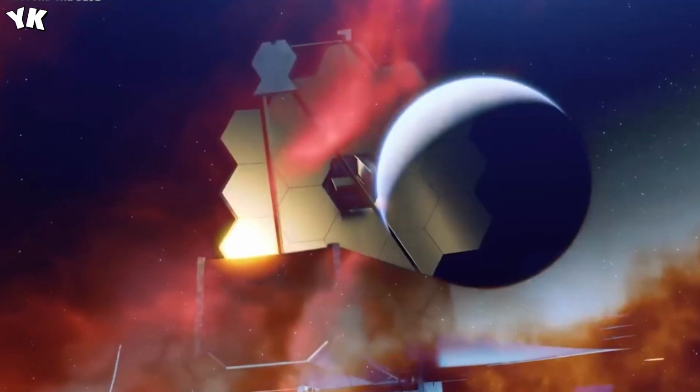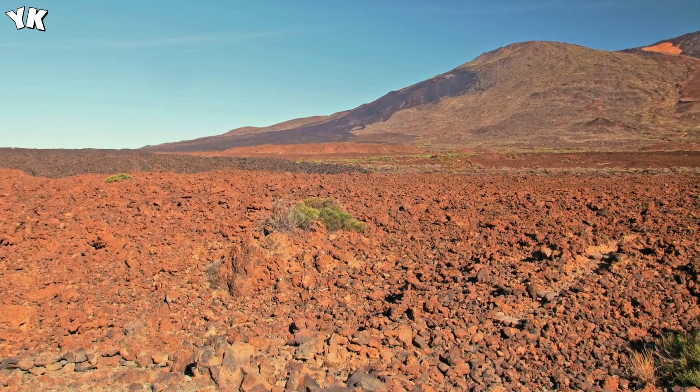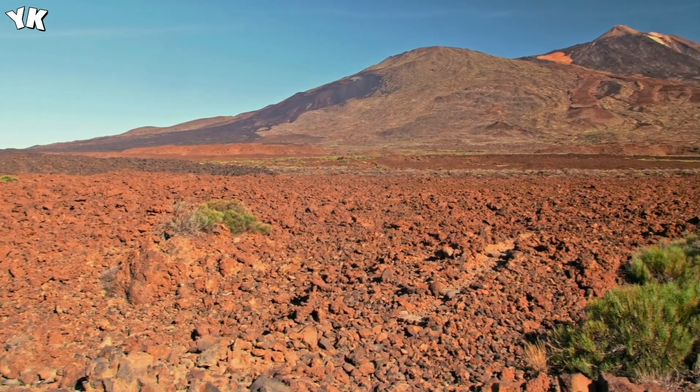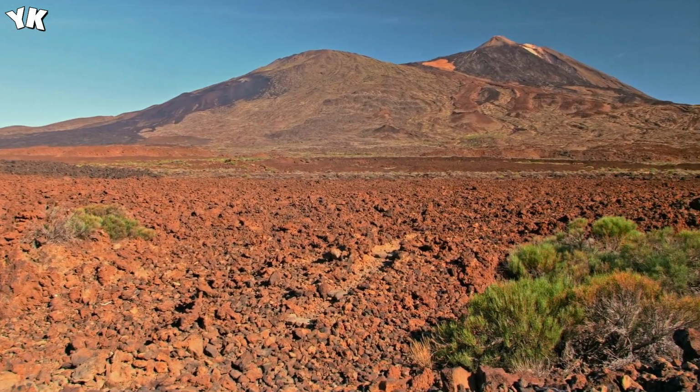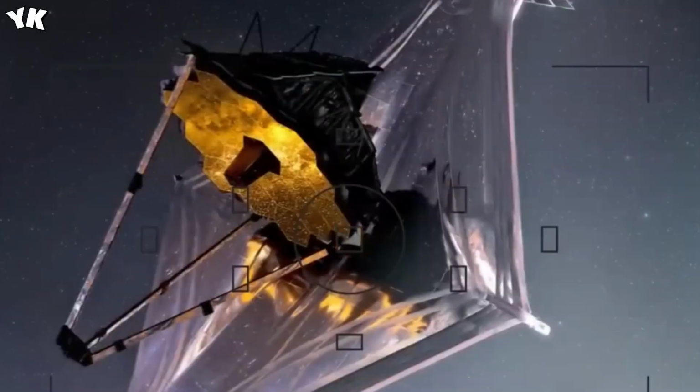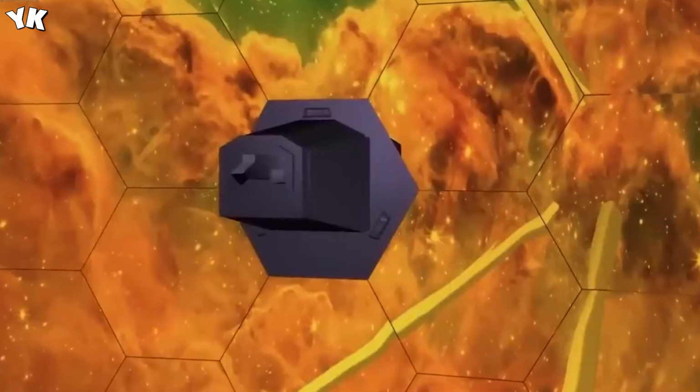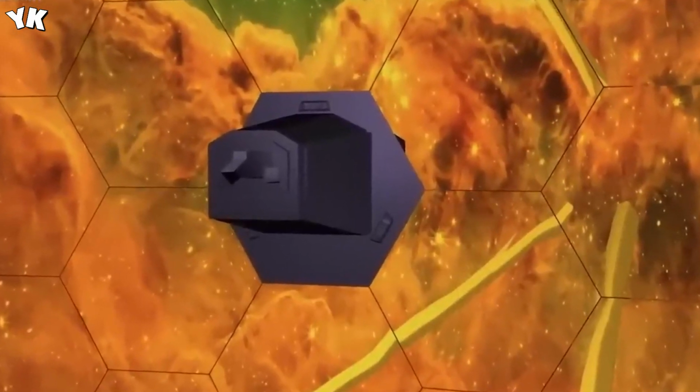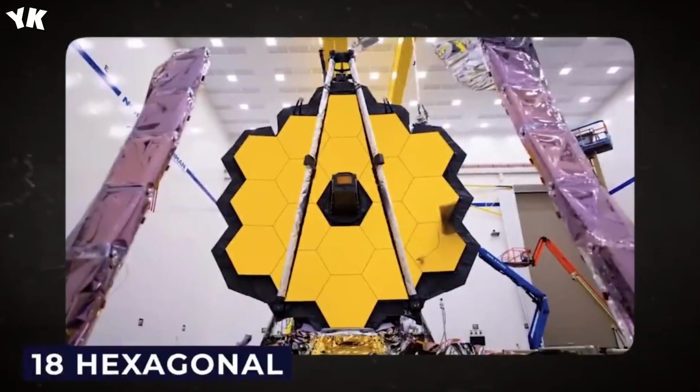But how does this marvel actually work? At its core, it boasts a colossal 21-ton mirror. This giant mirror grabs and bounces light back to the telescope's intricate instruments. And speaking of instruments, the JWST packs a quartet of them, each with its unique cosmic talent. First up, we've got the near-infrared camera, the JWST's main eye. This high-tech lens captures breathtaking images of far-off galaxies, nebulae, and other celestial marvels.